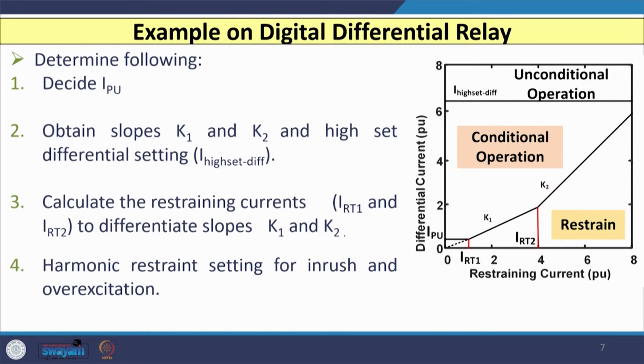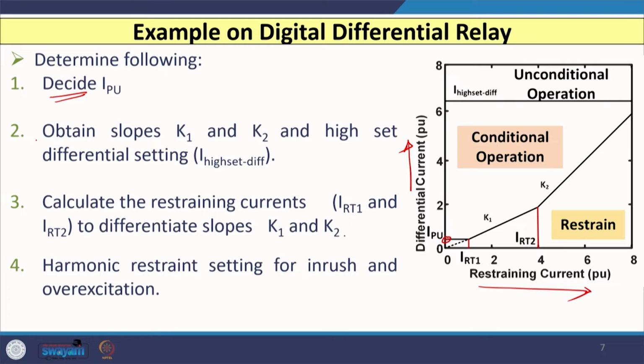Now, with this background, we need to determine the following things. I have shown here the differential relay characteristic. You can see on the x axis I have the restraining current in per unit, and on the y axis the differential or operating current in per unit. The first thing we need to decide is the I per unit. On the y axis, we need to find out the setting of I per unit and what parameters we need to consider when we decide it, which is known as the initial threshold.